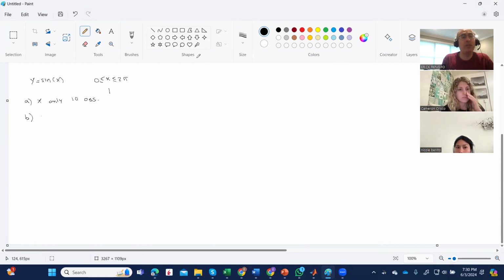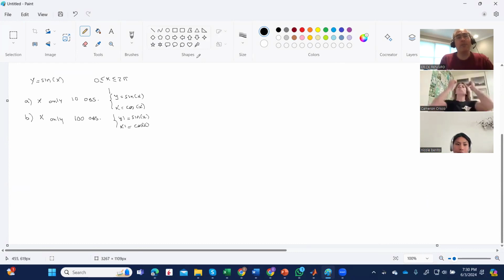The second one, I want x, and then of course you compute y as sine of x, and, for example, cosine of x. And then x with only 100 observations. And then the same, let's call them y1, x1, that is the same, sine of x, cosine of x. Just create these variables first: x, y, x, y1, x1.